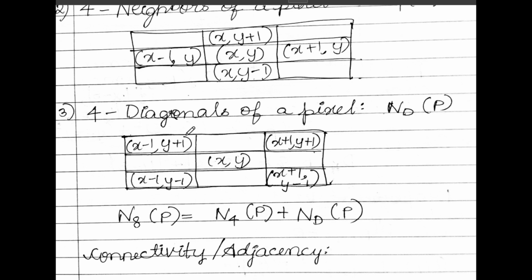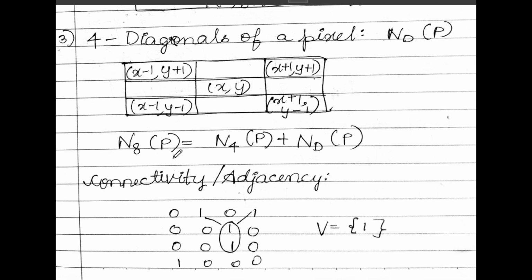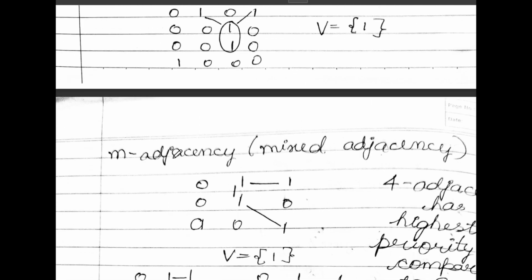And it also has 4 diagonal neighbors of a pixel, in which we consider only the diagonal elements, that is x, y has 4 diagonal neighboring elements, that is x plus 1, y plus 1, x plus 1, y minus 1, x minus 1, y minus 1, and x minus 1, y plus 1. Together, when we combine the horizontal and vertical neighbors along with the diagonal pixels, we have the N8 or the connectivity or adjacency pixels.